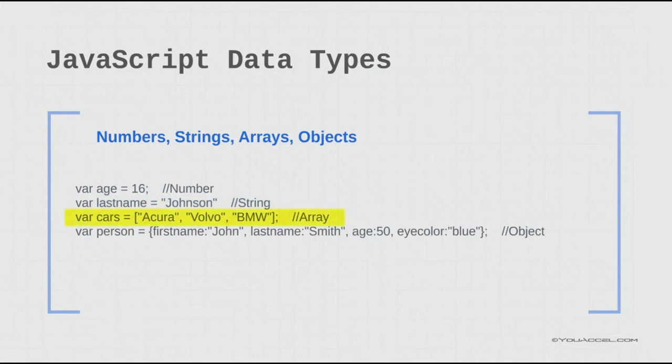The variable cars stores multiple strings. This is known as an array. We'll explore arrays in more detail later in this course.